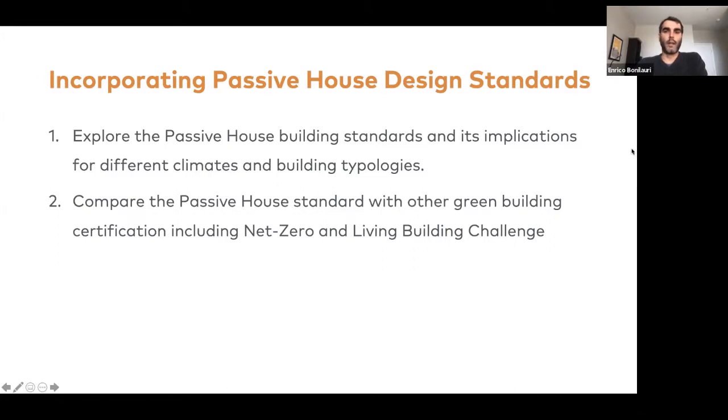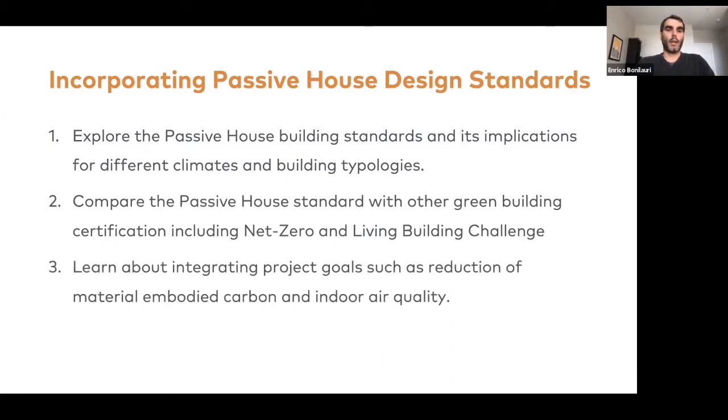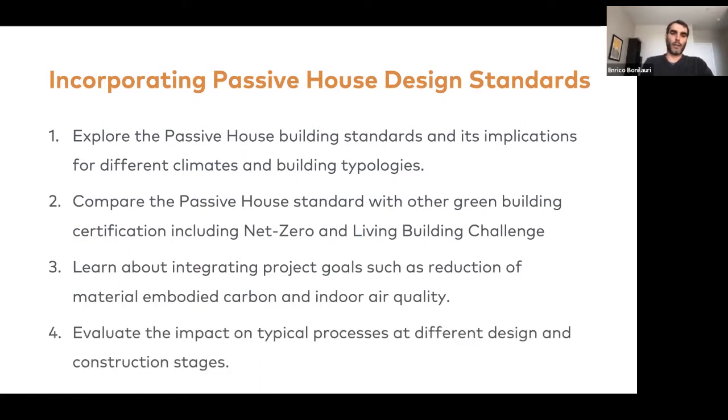We're also going to compare how passive house can be woven into the other green building goals and how it can be different from net zero and passive solar. And then how to integrate goals such as code compliance or carbon reduction to improve our building, and eventually evaluate how this impacts the process of different design practices depending on the type of building.